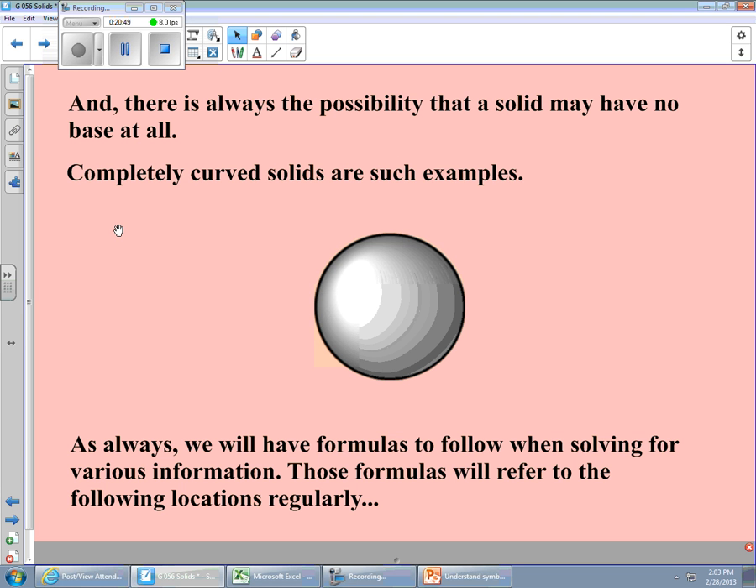It just continues to go around. It doesn't ever begin, it doesn't ever end, so it doesn't ever really technically run into itself, so there's no edges. And if there's no edges, there can't be any vertices because there's no edges to run into each other. But anyway, we're going to have formulas to follow when solving for various information.